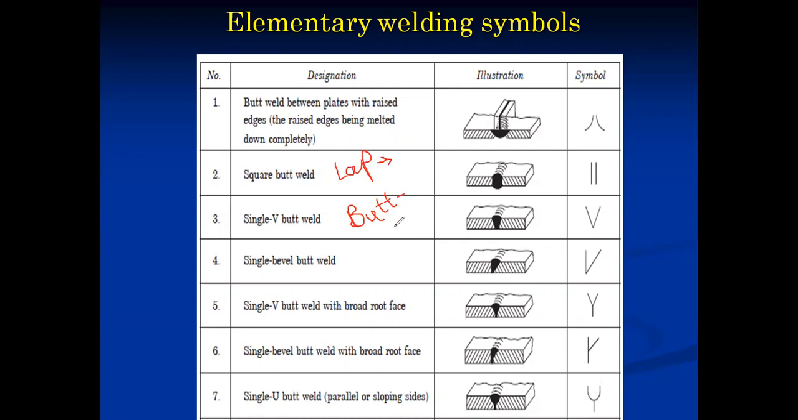Okay, so we are not going to consider now. Lap means what? Overlap. In short, we can say over to each other. Two parts are kept over to each other. It is called a lap.